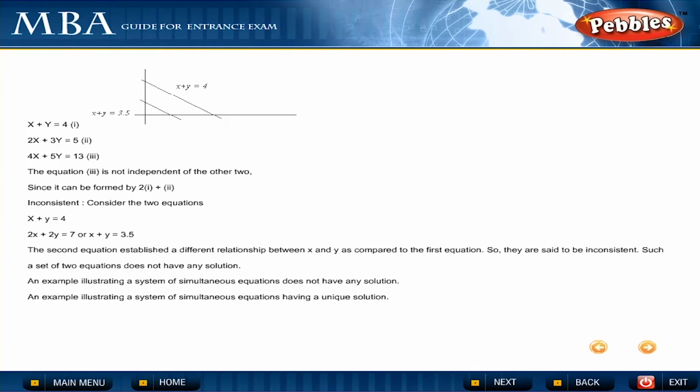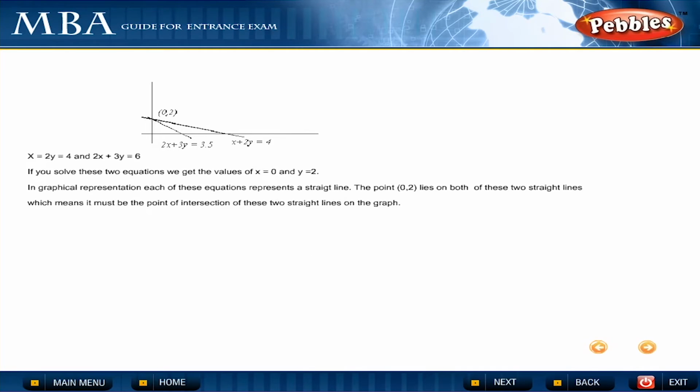An example illustrating a system of simultaneous equations having a unique solution. If you solve these equations, we get the value of x equal to 0 and y equal to 2. In graphical representation, each of these equations represents a straight line. The point (0, 2) lies on both of these two straight lines, which means it must be the point of intersection of these two straight lines on the graph.